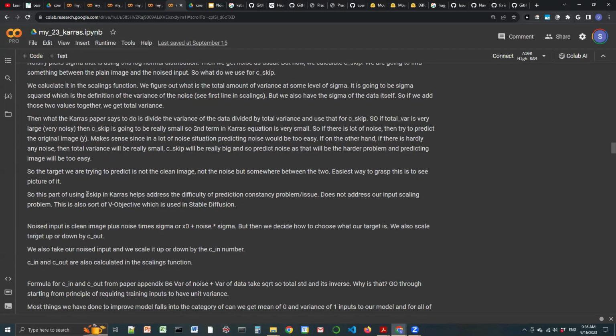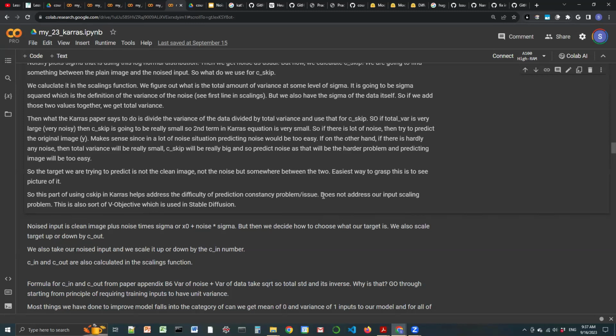Now, the interesting thing though is that using c_skip in Keras doesn't help us address the scaling issue. What it is helping us address is the lack of learning by the model, depending on where we are in the process. Because our model was cheating in a sense, or was not learning as much as it could, by predicting noise when it's easy to predict noise. Instead, if it's easy to predict noise, we want the model to predict a clean image. If it's easy to predict a clean image, we want it to predict noise. So we want to face the harder challenge, regardless of where we are in the process.